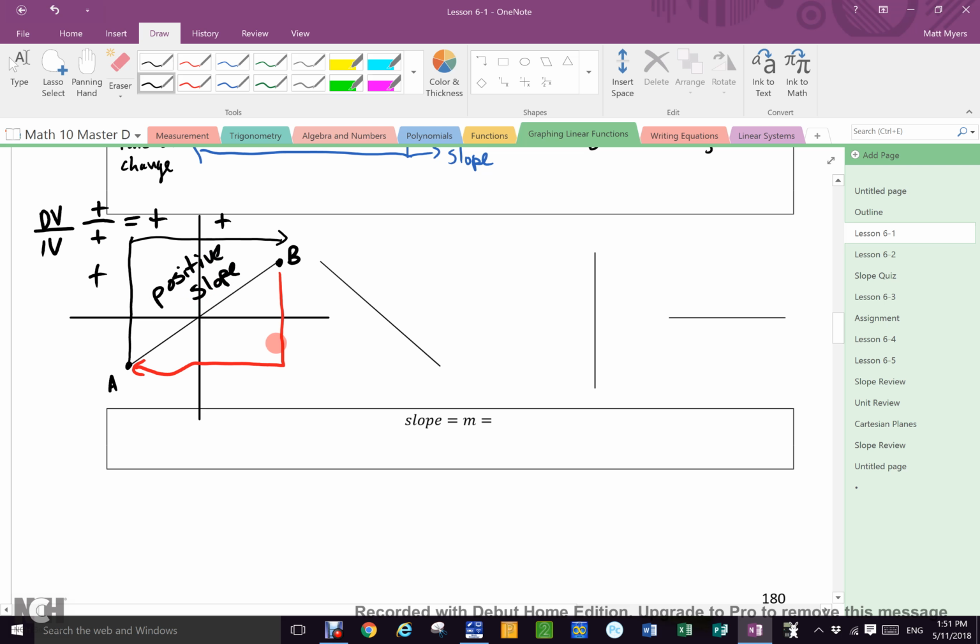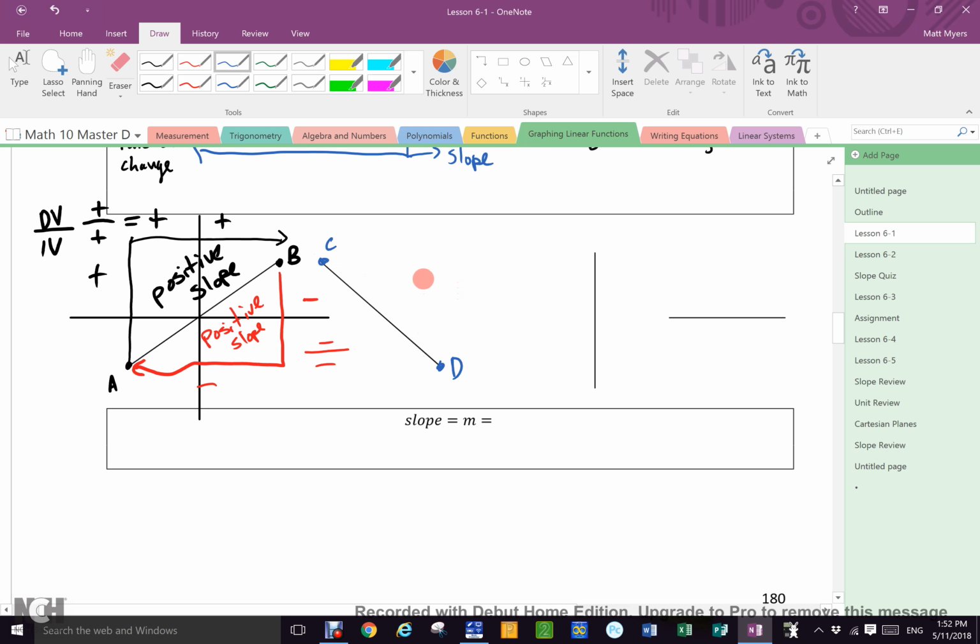But what about over here? What direction did I go? Down, which is what? Negative. What direction did I go this way? Left, which is what? Negative. So this side is a negative divided by a negative. What do I get? Positive. Still positive. Doesn't matter. Just matters which way I decide to start. Everybody cool? So what then is happening over here between C and D?